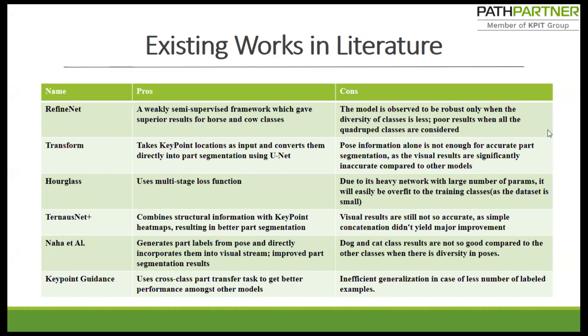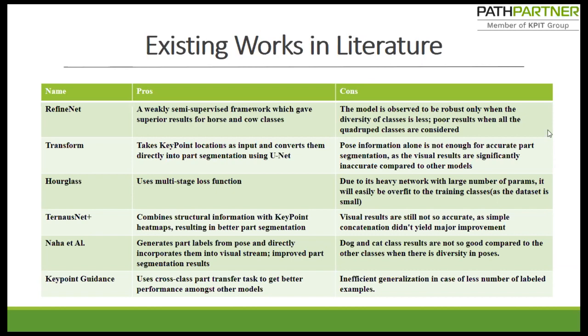So then we went for the next architecture, where we saw that they took the key point locations as input and converted them into the part segmentation. They used the UNet architecture. In there also we found that their quantitative analysis was not so good compared to the previous models. In our class model, their architecture was a little heavy, that is, a large number of parameters. And since they had a small data set, it was overfitting to the training classes.